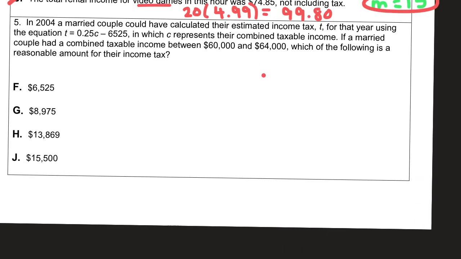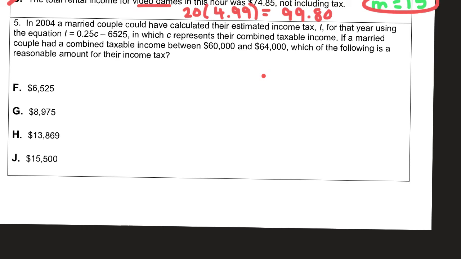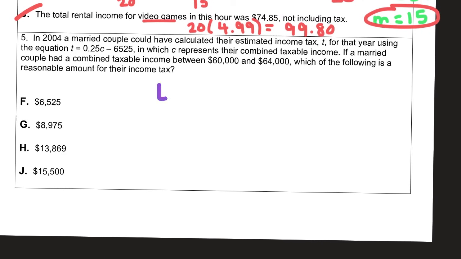Let's look at the last question. In 2004, a married couple could have calculated their estimated income tax, T, for that year using the equation in which C represents their combined taxable income. If a married couple had a combined taxable income between $60,000 and $64,000, which of the following is a reasonable amount for their income tax? Let's begin with the equation. The T is equal to the tax, and the C is equal to their combined taxable income.